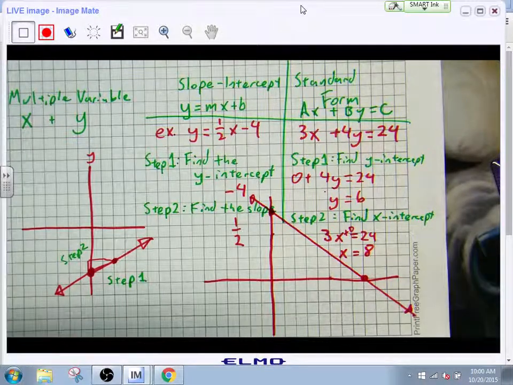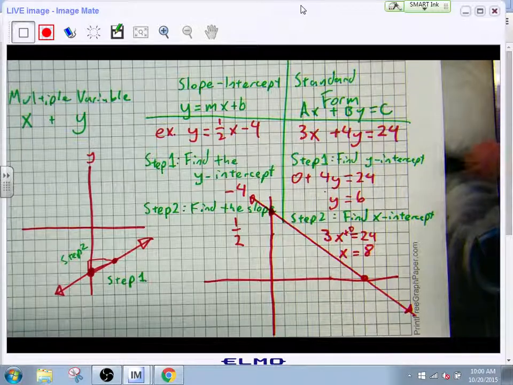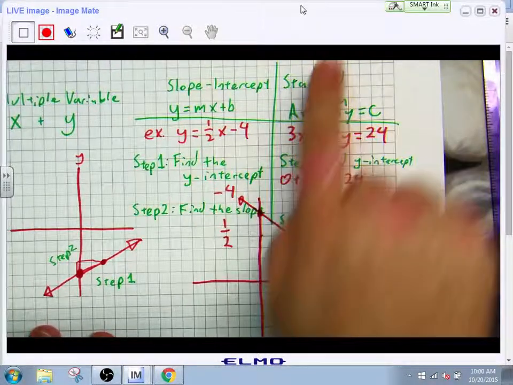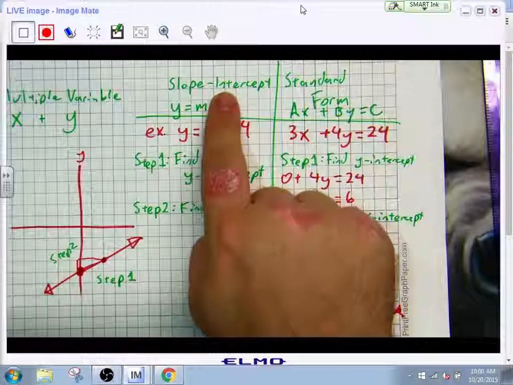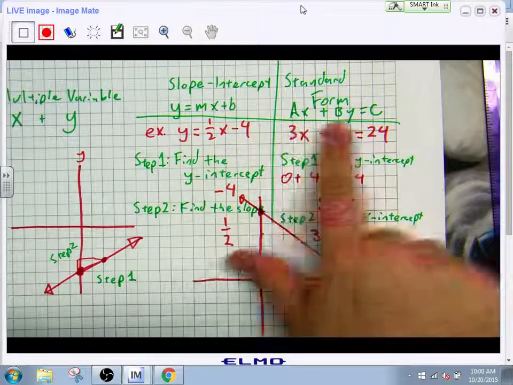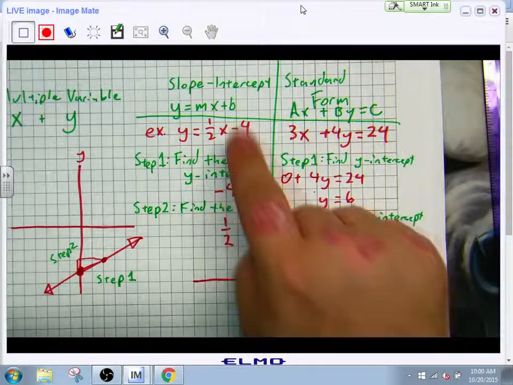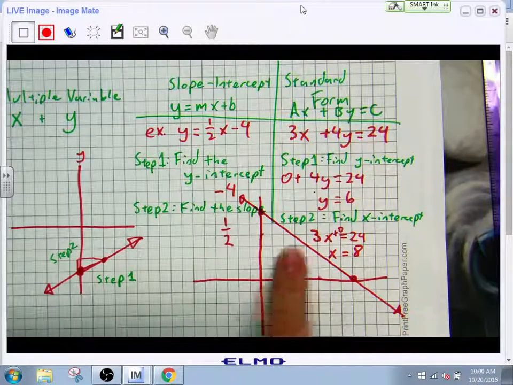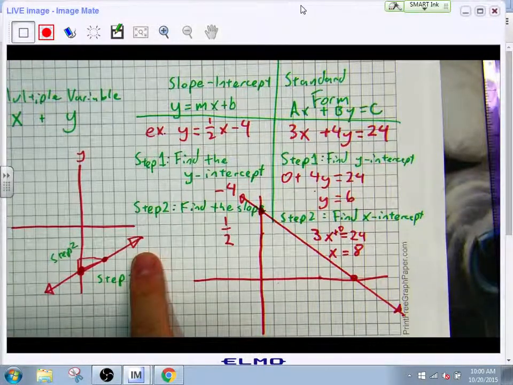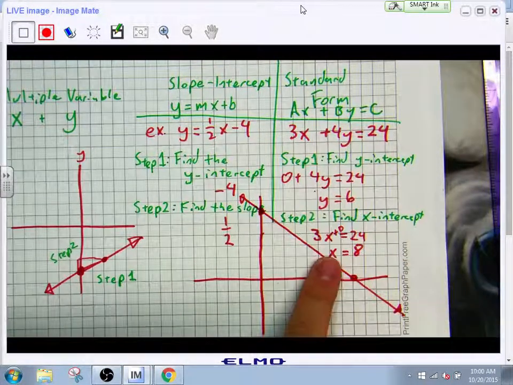This is all mostly review. This should be in your notes already. This is just a chance to look at them one more time with fresh eyes. That's our multiple variable equations. We have 2 forms of multivariable equations. One is slope-intercept form, one is standard form. And these are the 2 steps that we use to graph each of them. We either find the y-intercept and then use the slope, or we plug in zeros to find our intercepts.